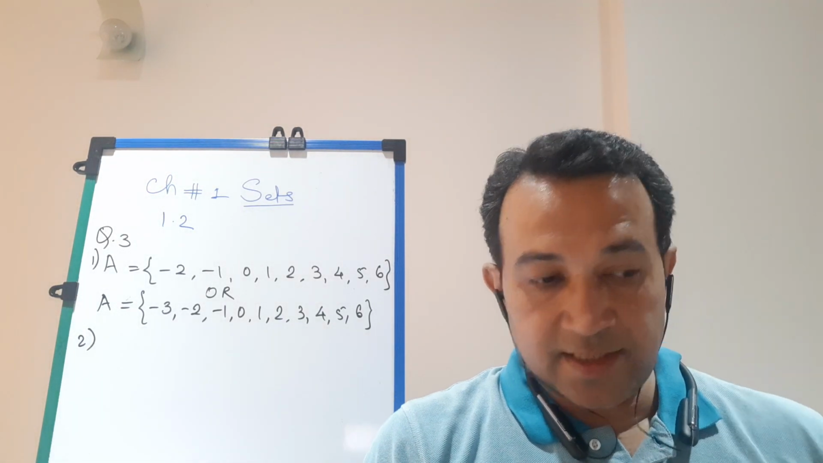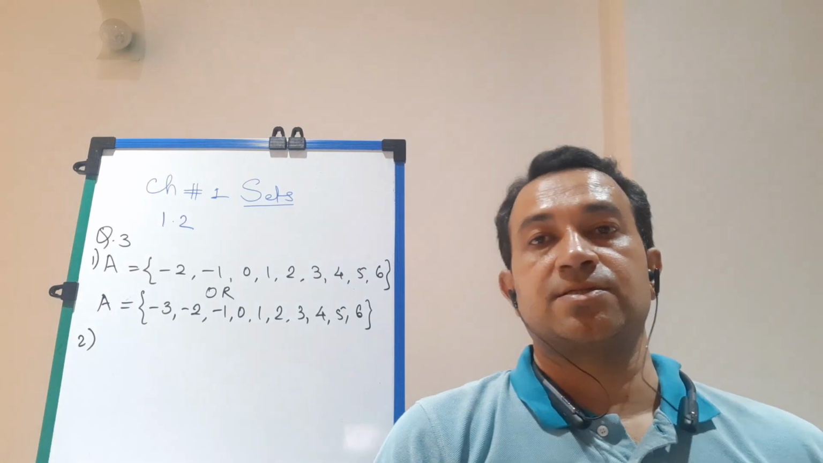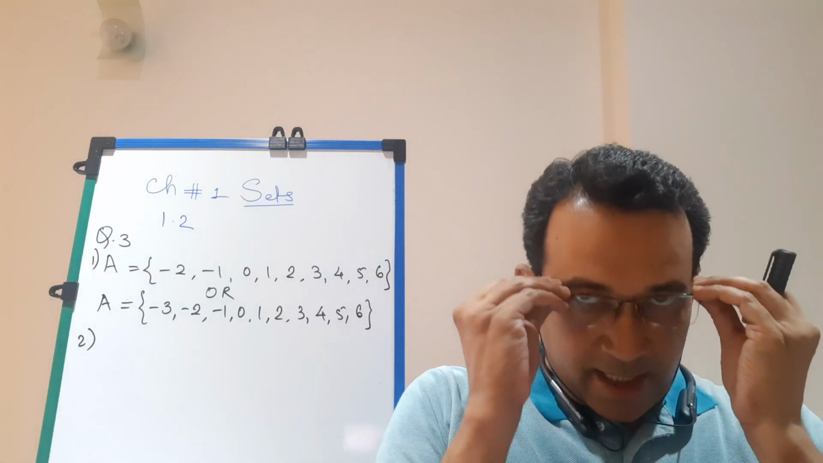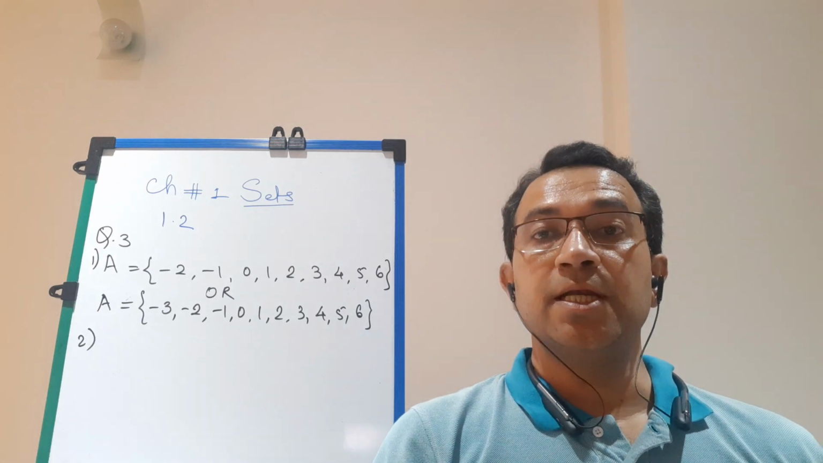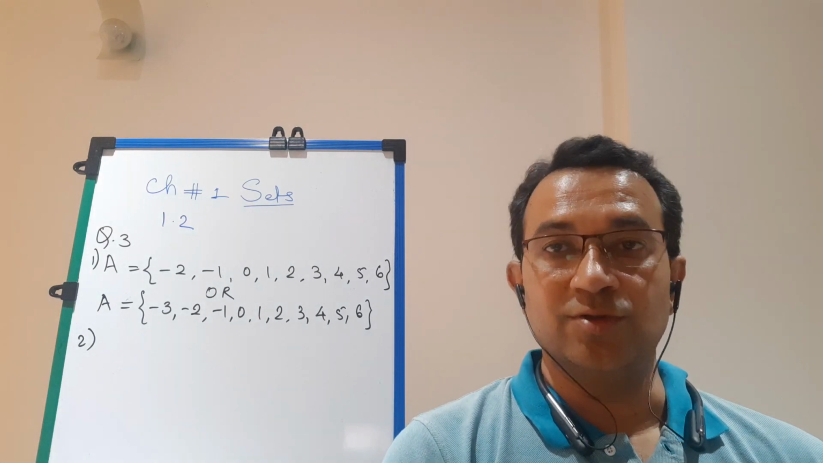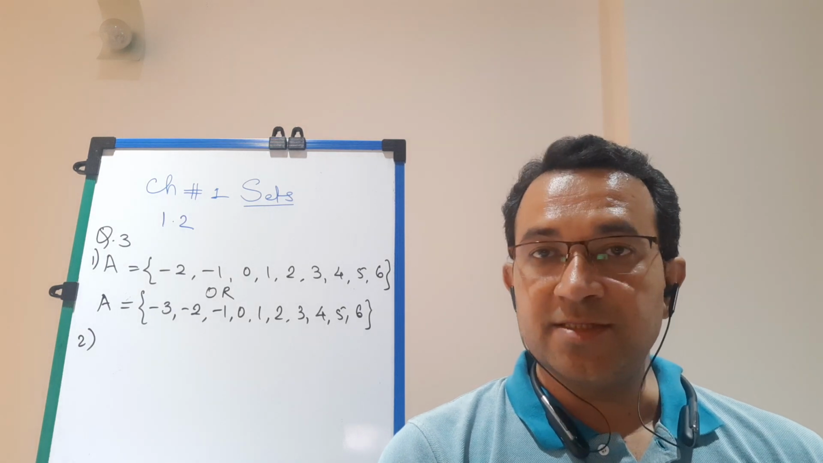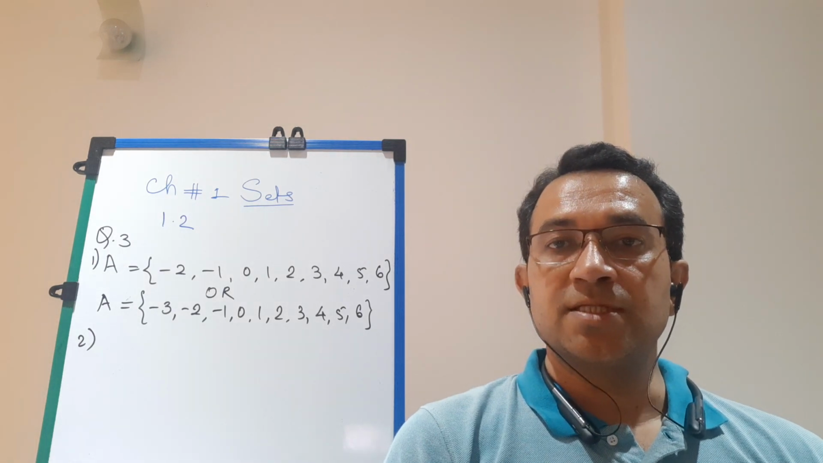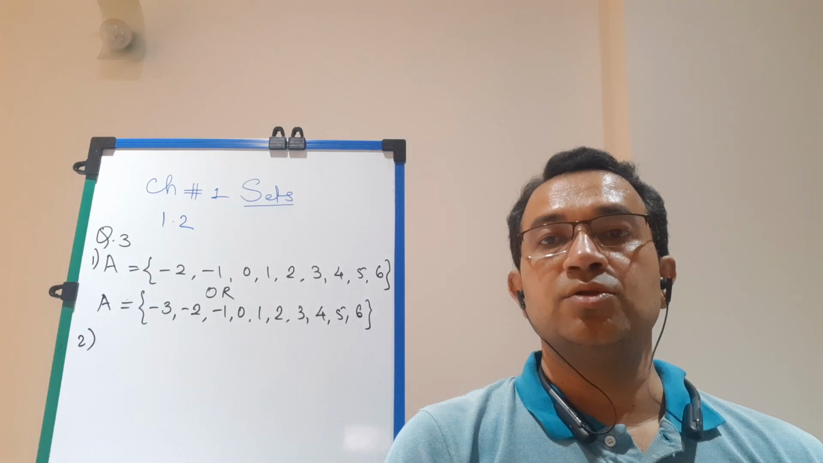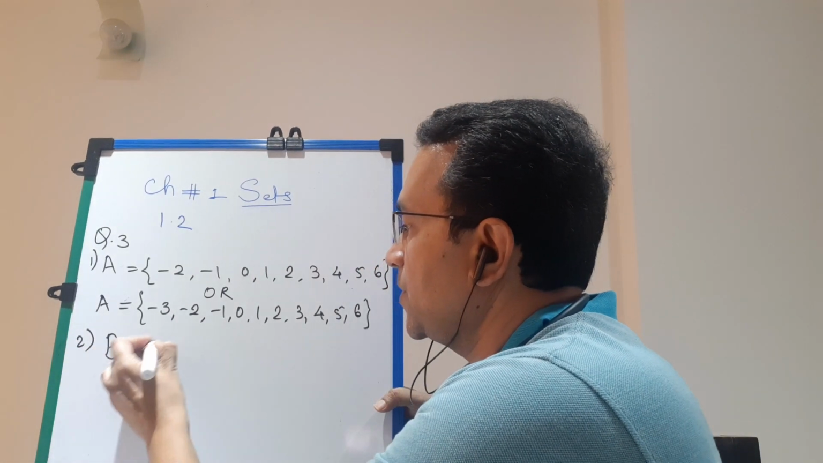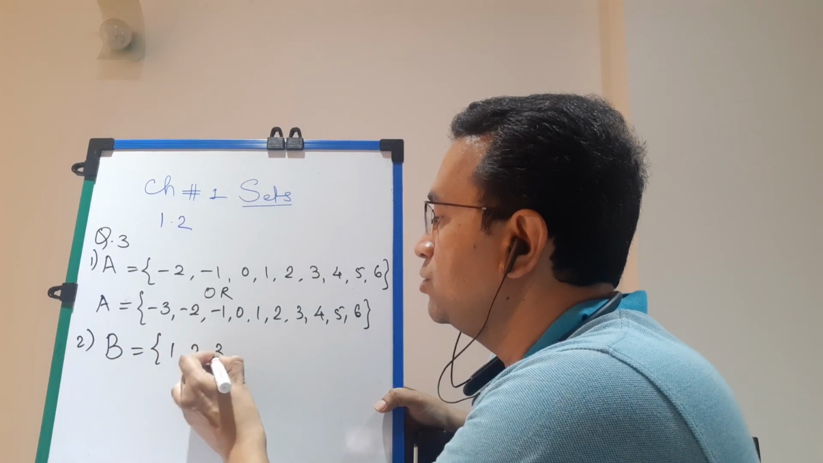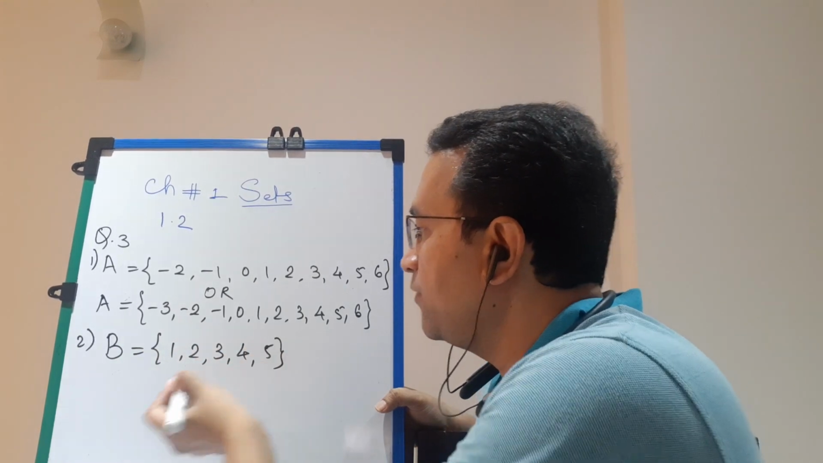Next, B is x such that x is a natural number less than 6. Come on students, x such that x is a natural number less than 6. Now all of you can do this. Isn't it very easy? How many natural numbers are there less than 6? The answer is 1, 2, 3, 4, 5. So the elements of set B are 1, 2, 3, 4 and 5, students.